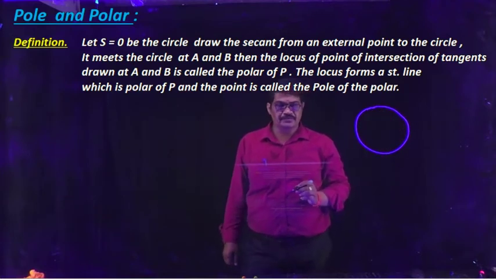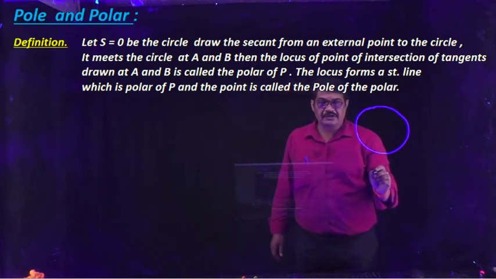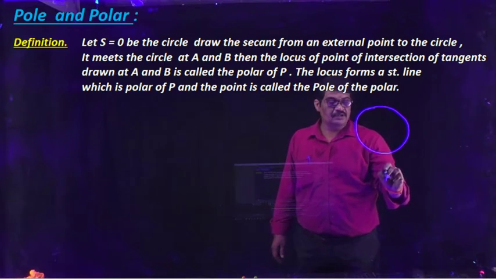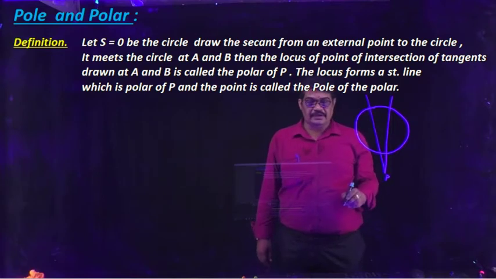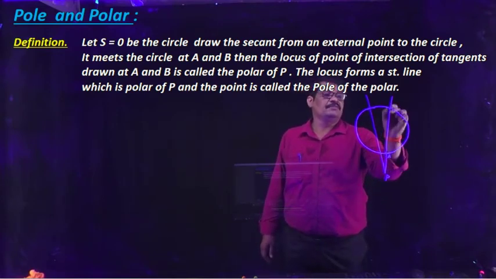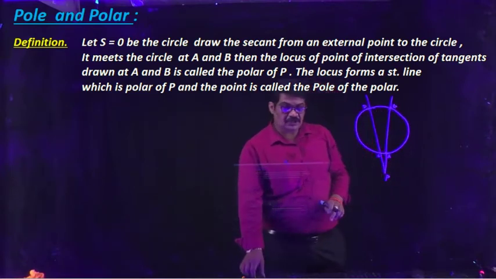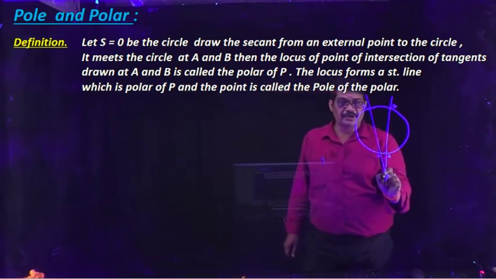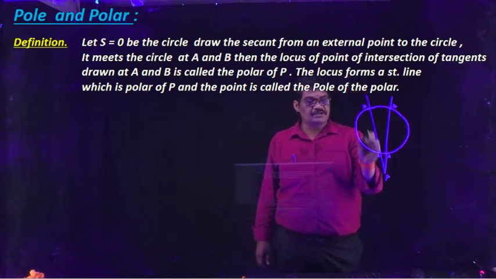Okay, this is the circle. Draw the secants from an external point to the circle. They meet the circle at these points. This is A, this is B, and this is C, and this is D. These are the secants from an external point P to the circle. They meet at capital A and capital B and capital C and capital D.